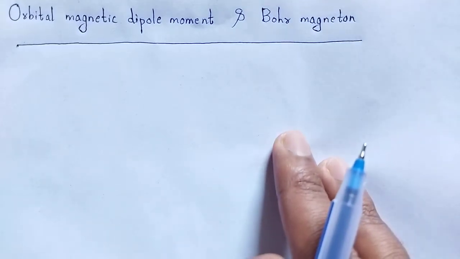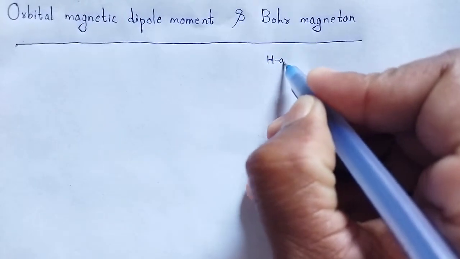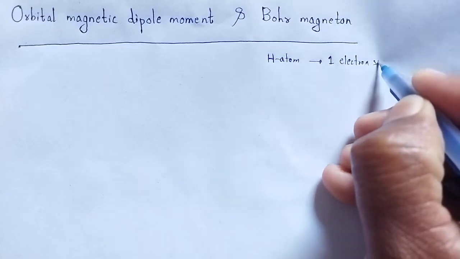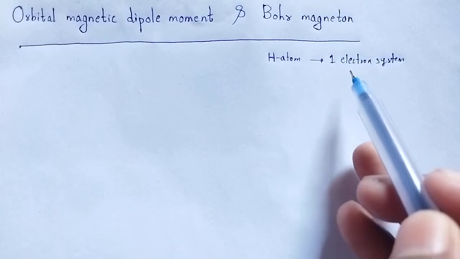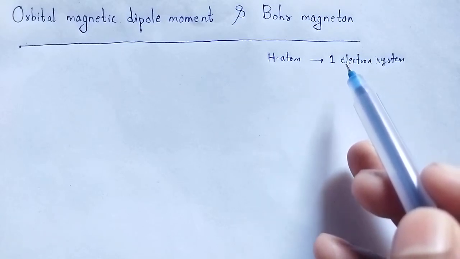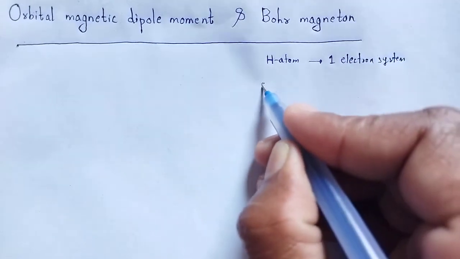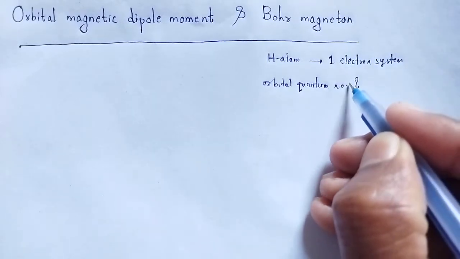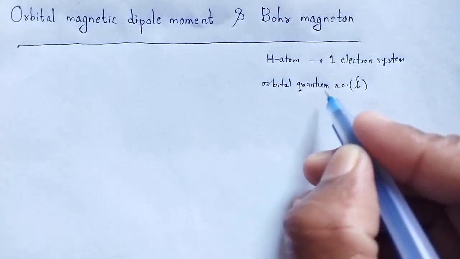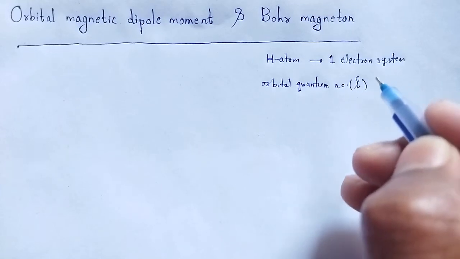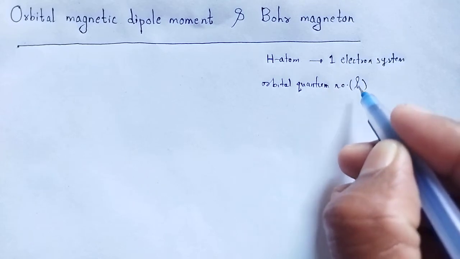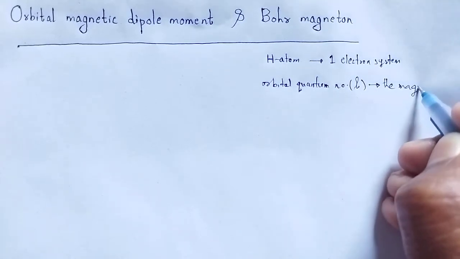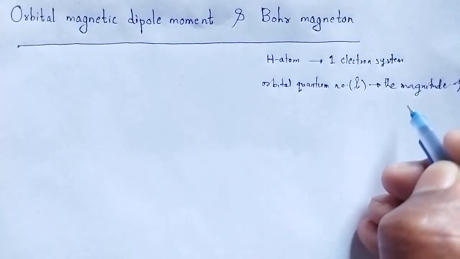In case of hydrogen atom, the hydrogen atom possesses a one electron system. In that one electron system, the orbital quantum number, denoted by L, determines the magnitude of the electron's angular momentum.